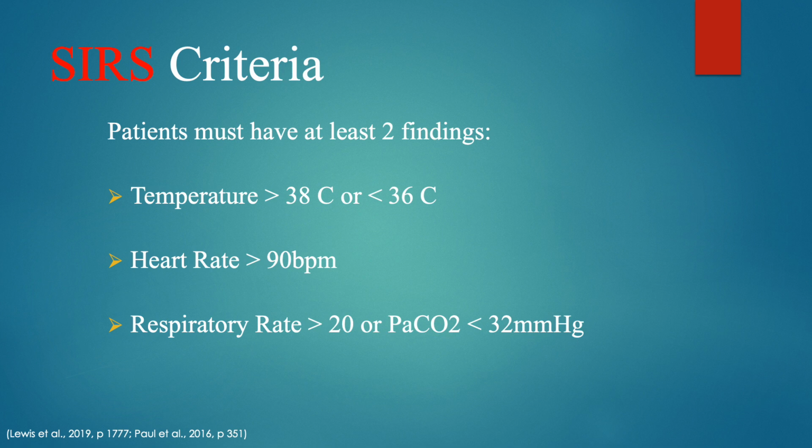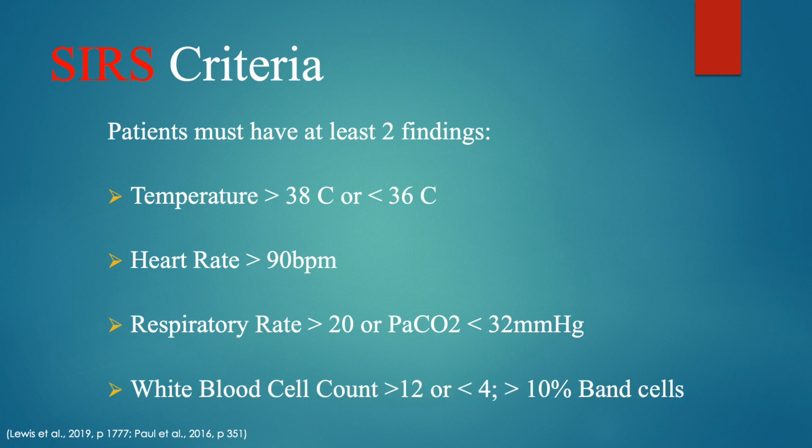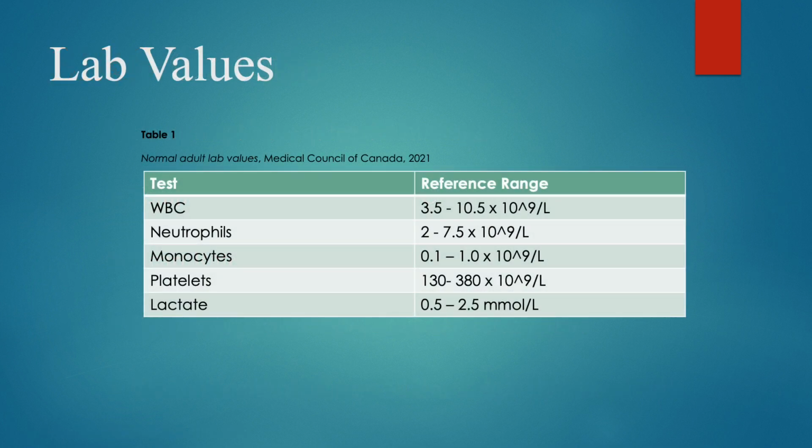of a respiratory alkalosis. And finally, a white blood cell count greater than 12 or less than 4, or more than 10% band cells. And band cells are immature neutrophils. A high number of band cells is going to reflect the body's attempt to rapidly produce cells that are geared to fight infection. Please note that SIRS criteria and lab values differ among the pediatric population, so for the purposes of this video, we're going to focus on adult lab values.